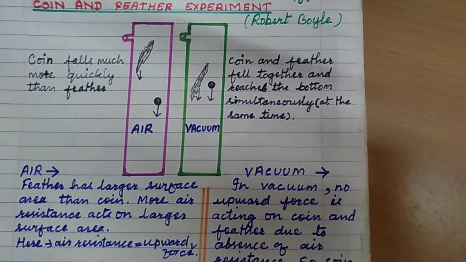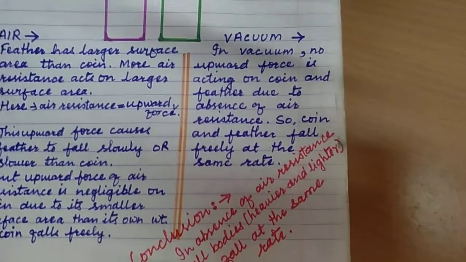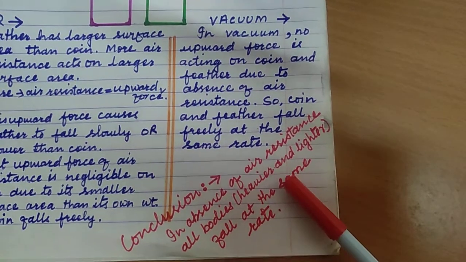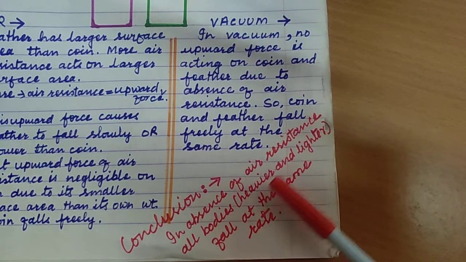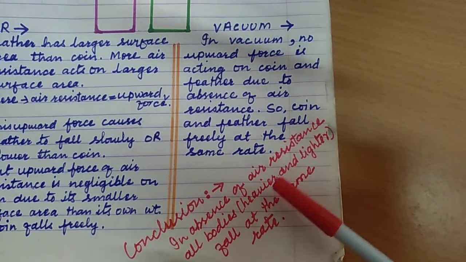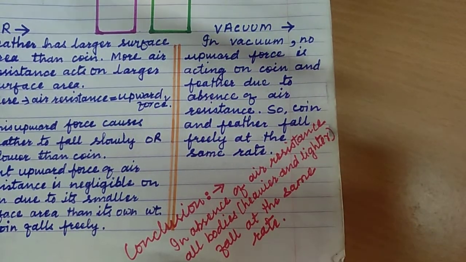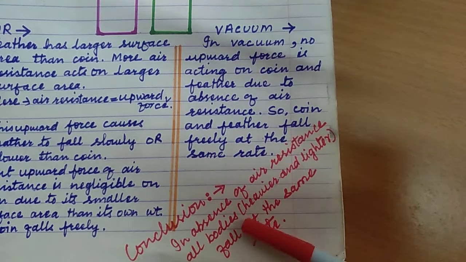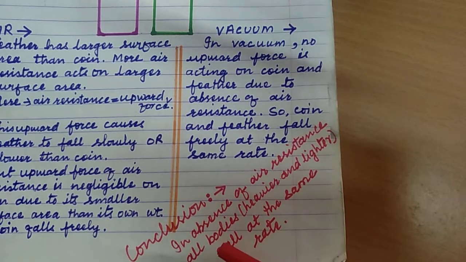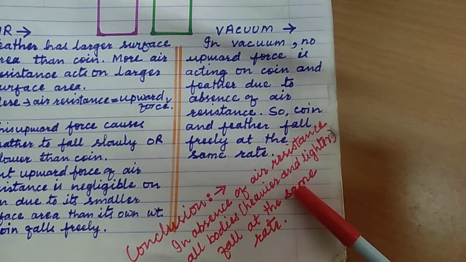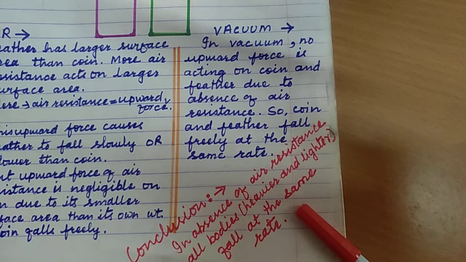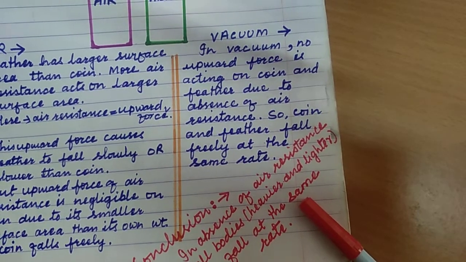So what do you understand, what could be the conclusion? How can you state the conclusion of this experiment? Conclusion: in absence of air resistance, all bodies, heavier and lighter, fall at the same time. When there is nothing to disturb the speed of the falling body, not any kind of disturbance, not even air, all kinds of bodies, heavier and lighter, fall at the same rate. The falling rate is the same, the speed is the same when there is no air resistance.